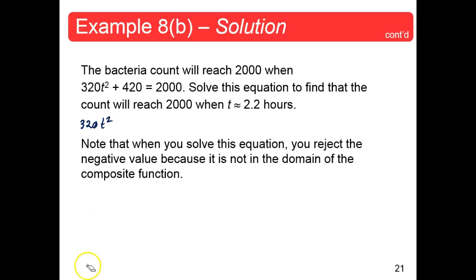Let's subtract the 2,000 from both sides, which we already did when we got minus 1,580, equals 0. And what I would do is simplify by dividing by 10, and then probably divide by 2. That would be 16t squared minus 79, right? I believe that's right. Equals 0. And then you could use the quadratic formula.